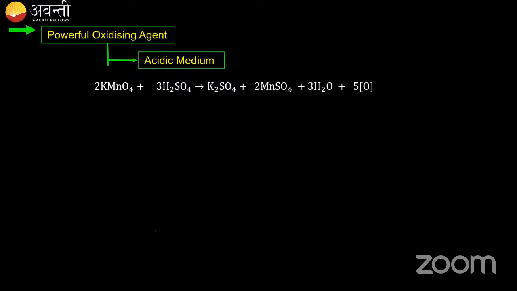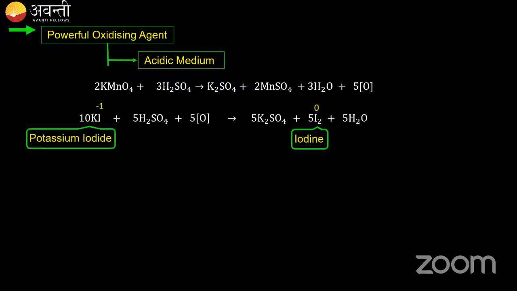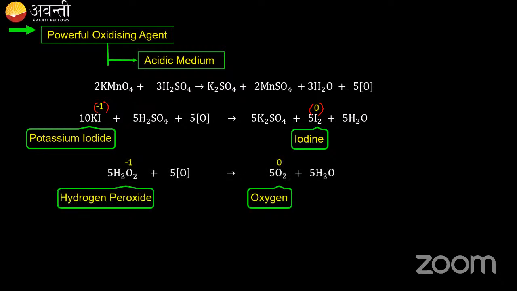The next example is iodide to iodine. So -1 to 0. Here, how many electrons are lost by one iodine? Only one. Very good. Next is peroxide to oxygen. Hydrogen peroxide to oxygen. In peroxide, the oxidation state of oxygen is -1. In normal oxygen, it is 0. So peroxide is getting converted to oxygen.